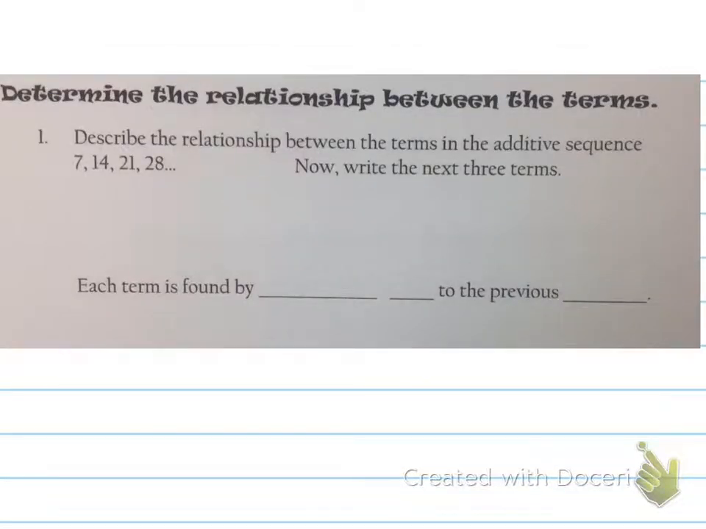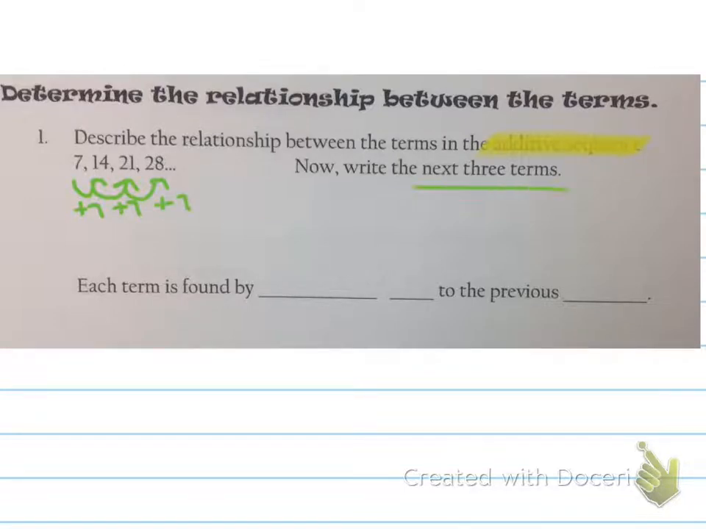Now let's practice this. Determine the relationship between the terms. So problem number 1 says, describe the relationship between the terms in this additive sequence. So right away we know that we are going to add between our terms. We have 7, 14, 21, and 28 in our sequence. So 7 plus 7 is 14. 14 plus 7 is 21, and 21 plus 7 is 28.